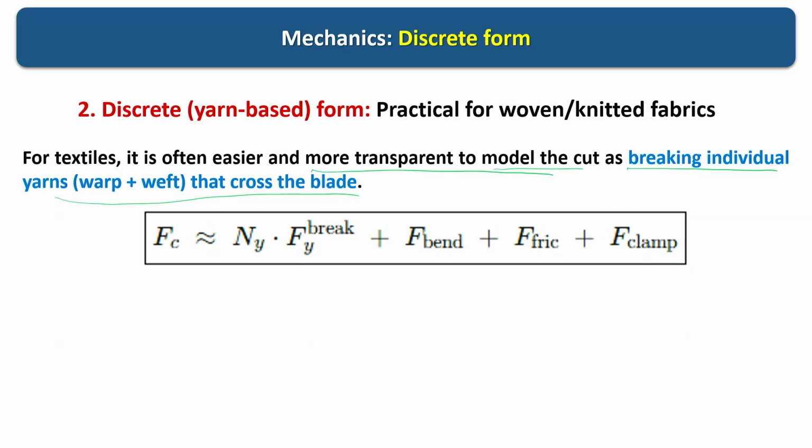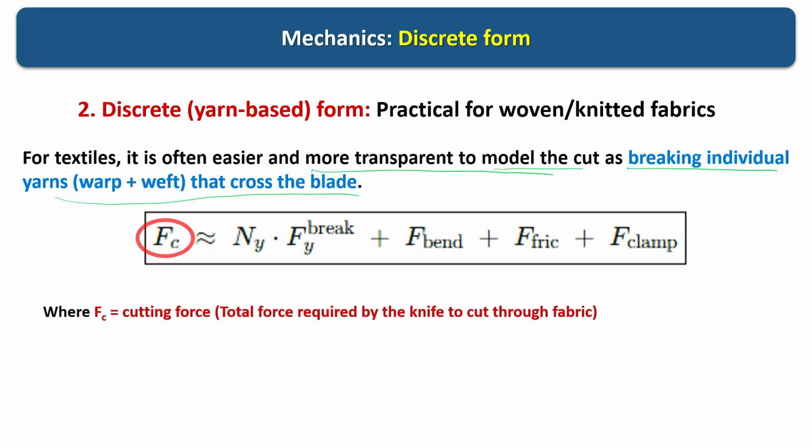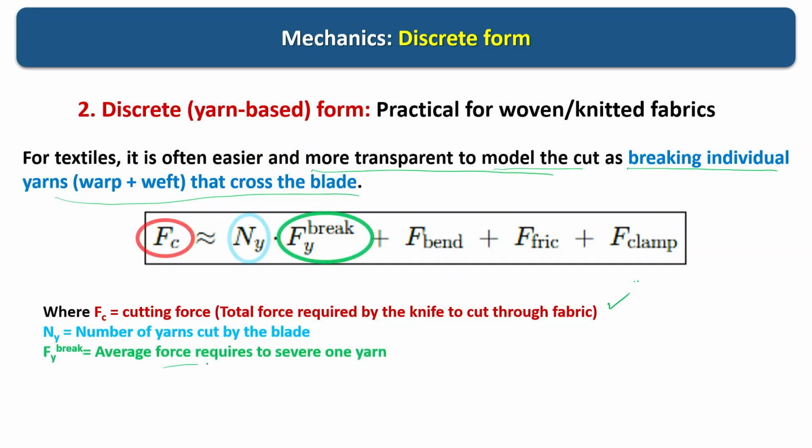Here is the relationship, F c is the force, cutting force, total force required by the knife to cut through the fabric. Here again Ny is the number of yarns during its path, number of yarns to be cut, okay, and Fy is the average force required to sever one yarn. So, average force required to cut the one yarn, and then if we multiply with the Ny, then we will get the total force required to cut all the yarns during the process.